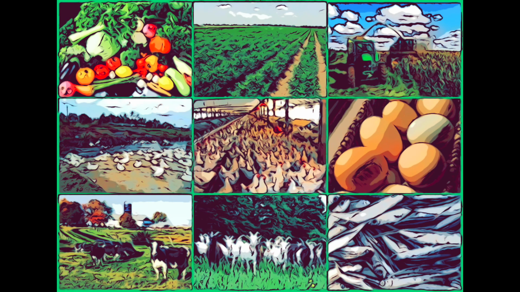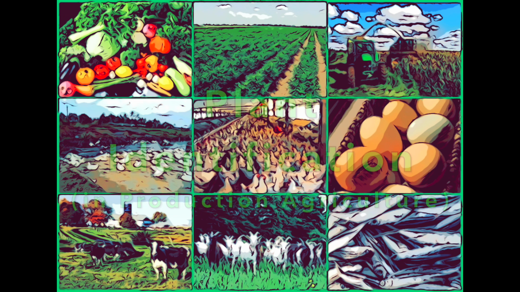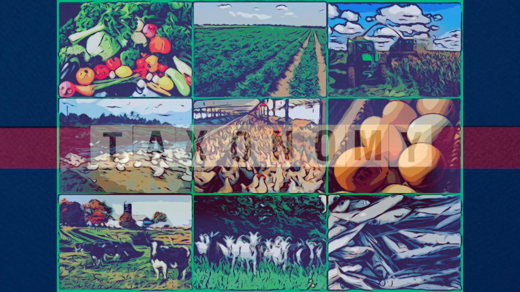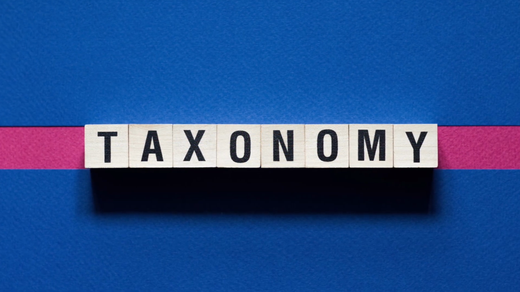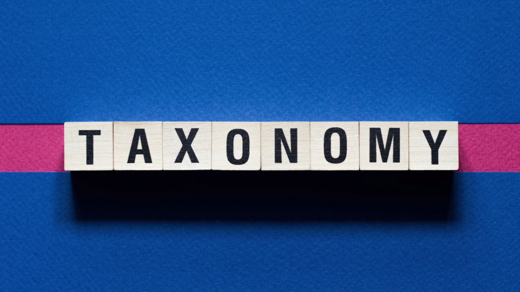This microcredential deals with plant identification in production agriculture and consists of 5 targeted skills. This targeted skill deals with plant taxonomy. Taxonomy is defined as the classification and naming of organisms in an orderly system.